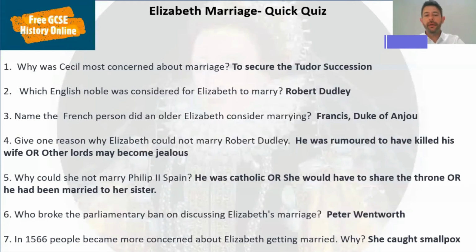Number 6, who broke the parliamentary ban on discussing Elizabeth's marriage? Elizabeth got very frustrated by pressure to marry, particularly from Parliament and from the council. And so she banned Parliament talking about marriage, and Peter Wentworth was sent to the Tower by Parliament themselves for breaking the ban on marriage, particularly as we look on question 7, how they got rather concerned about it.